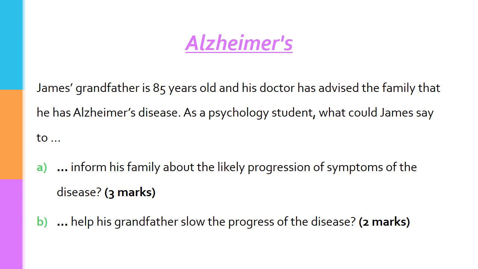So let's have a go at this question. James' grandfather is 85 years old and his doctor has advised the family he has Alzheimer's. As a psychology student, what could James say to A, inform his family about the likely progression of symptoms of the disease, and B, help his grandfather slow the progress of the disease?